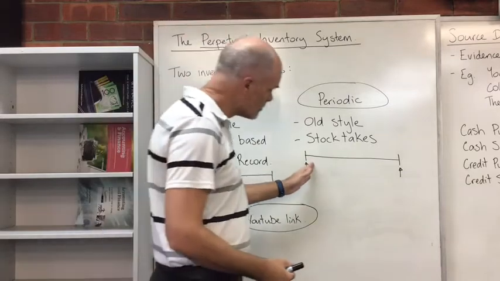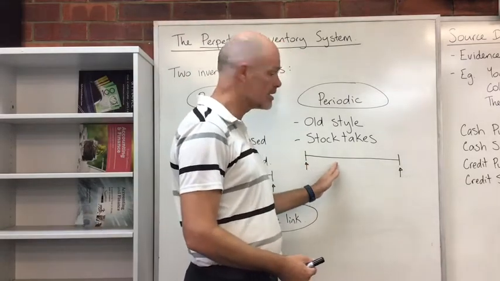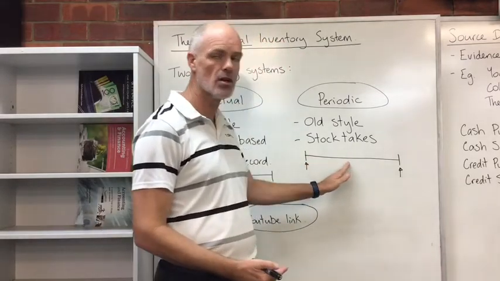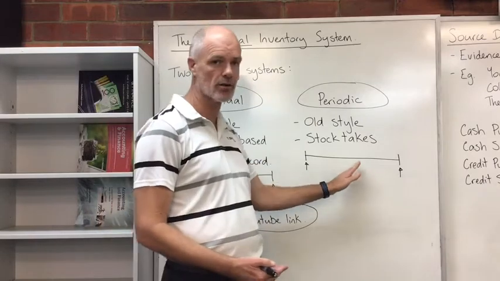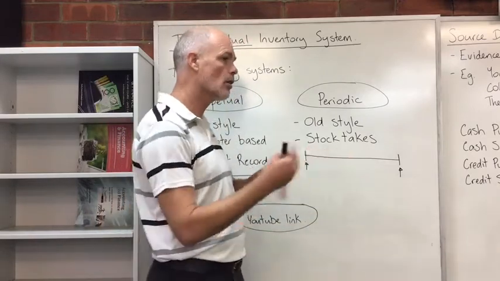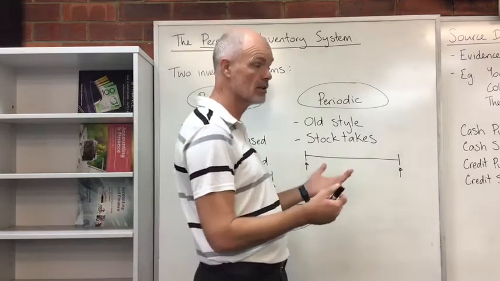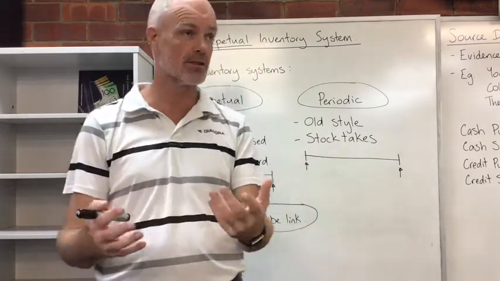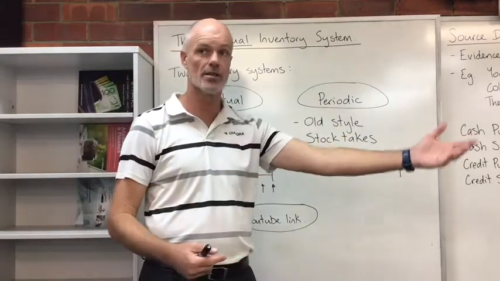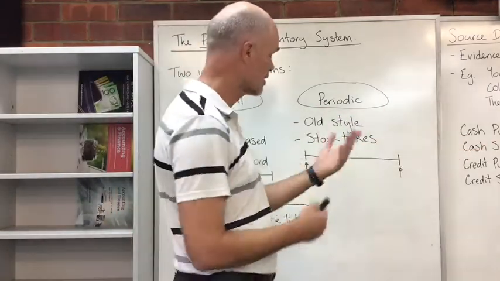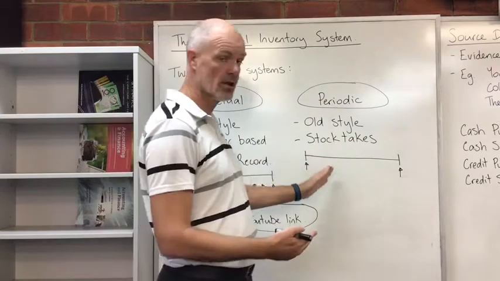And then during the period, you're buying and selling inventory, and you really have no idea how much stock you've got at any point in time. Quite often with this style, you're running out of particular bits of stock, and you only realise that when a customer comes into the store and says, I want this particular item, you go to get it and there's none there. So there are issues with this old style.